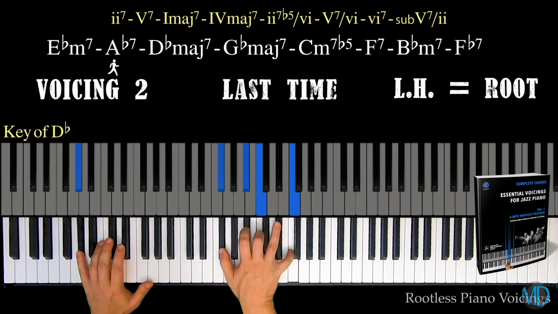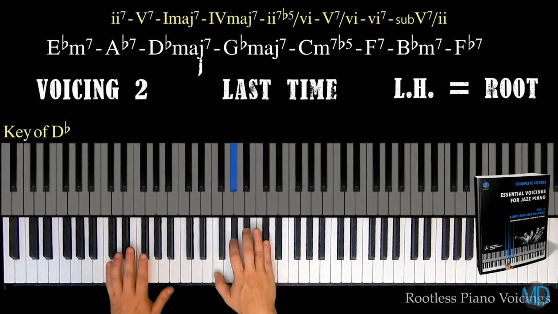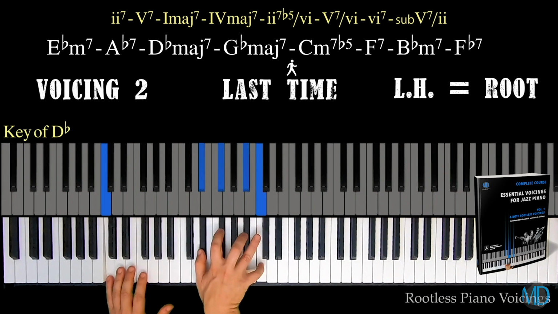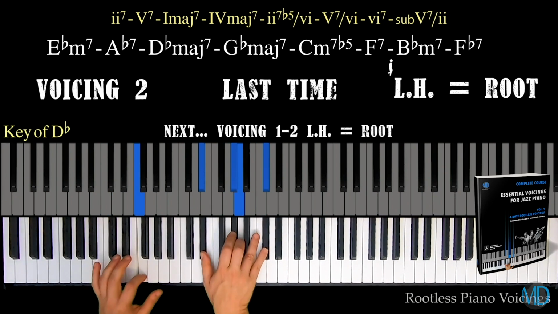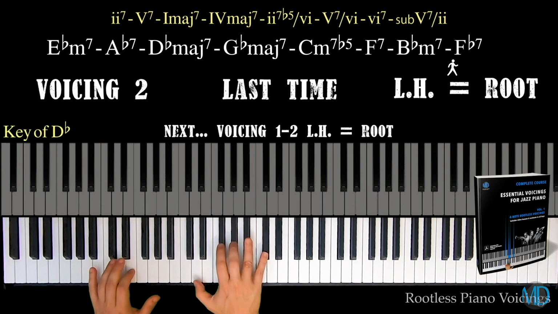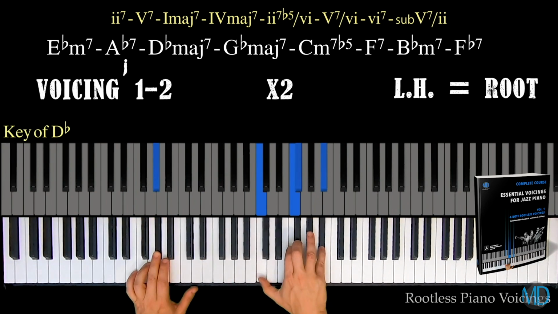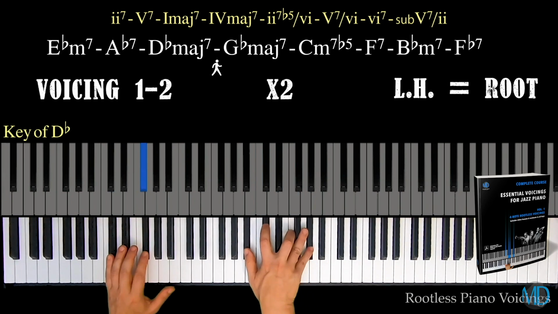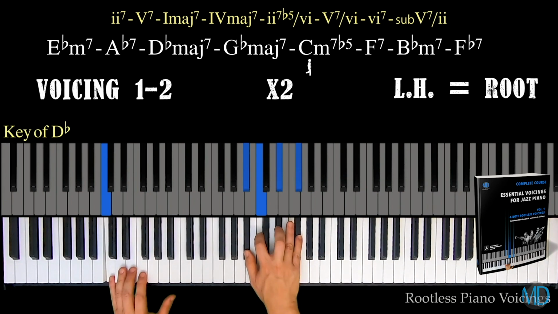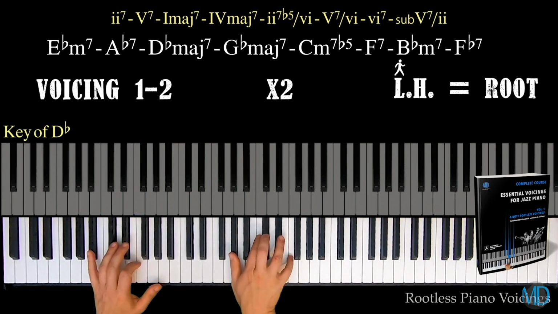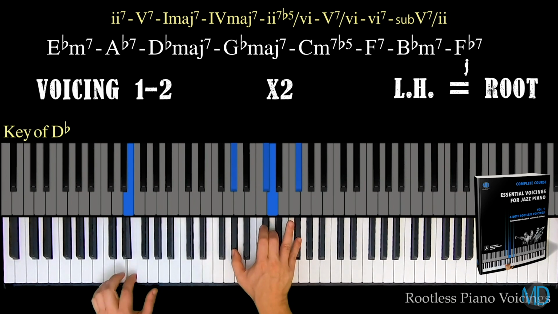Here's the last time. You can use several inversions of the sub 5 of 2 to get back to the voicing 1 range. Now we play the progression using the voicing 1 followed by the voicing 2 sequence, exactly as written in the score. And we do this 2 times.